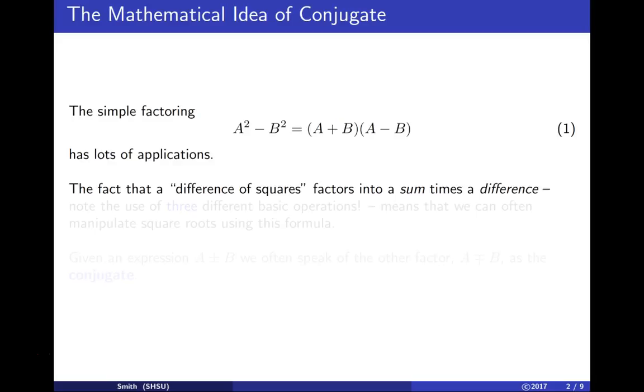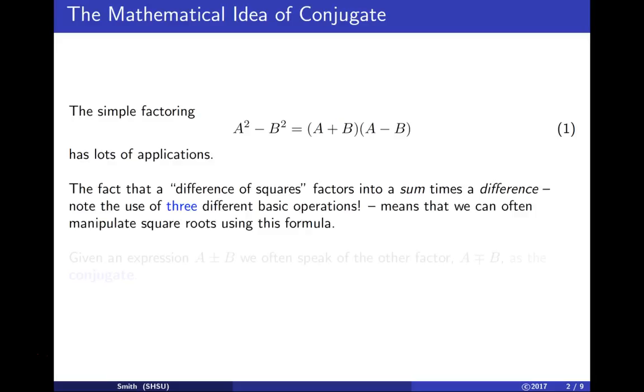Note that we're using three different operations: addition, subtraction, and then we're multiplying these together. This means that we can often manipulate square roots, for example, using this formula. For a given expression a plus or minus b, we often speak of the other piece, a minus or plus b, as the conjugate. So the conjugate of a plus b might be a minus b, while the conjugate of a minus b is a plus b.